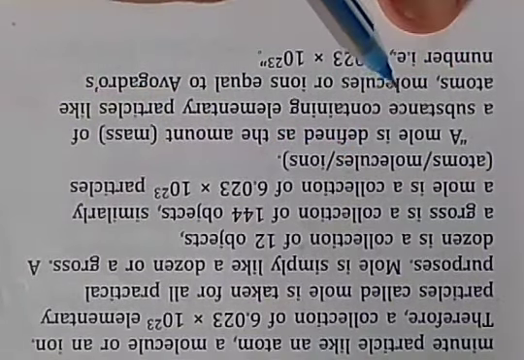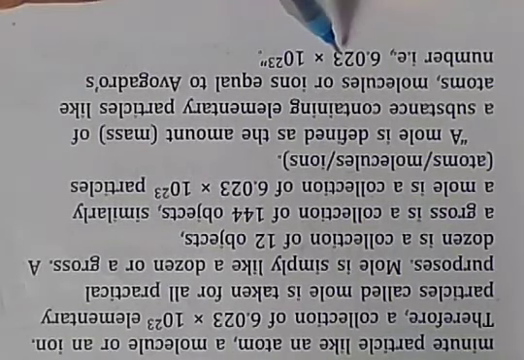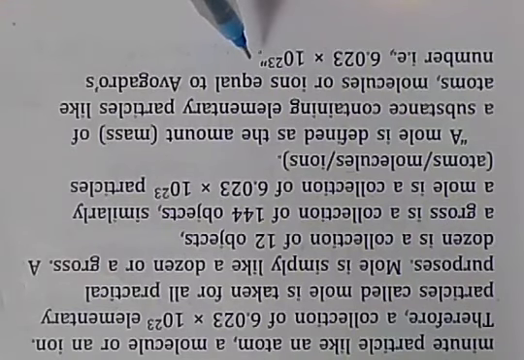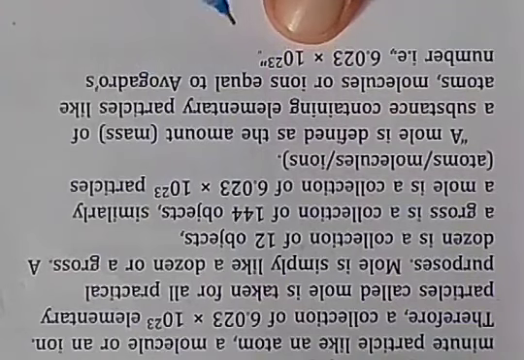So how can we define the mole? A mole is defined as the amount of a substance containing elementary particles like atoms, molecules or ions equal to Avogadro's number, and the value of Avogadro's number is 6.023 into 10 to the power 23. So the mole is the amount of a particular substance which contains 6.023 into 10 to the power 23 atoms or molecules or ions.